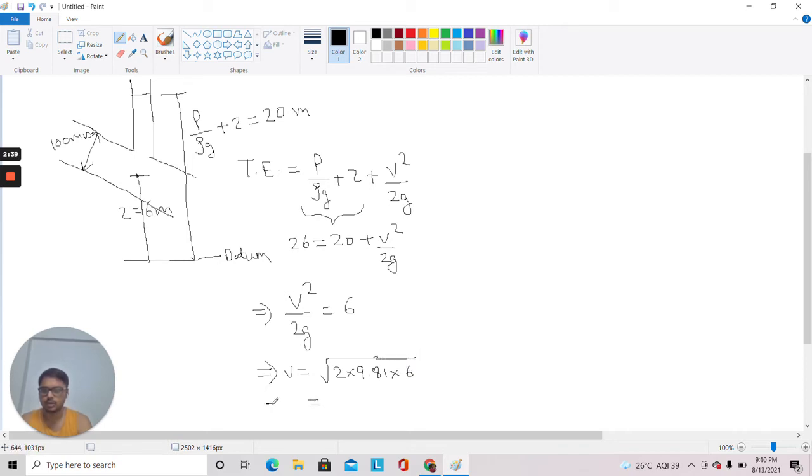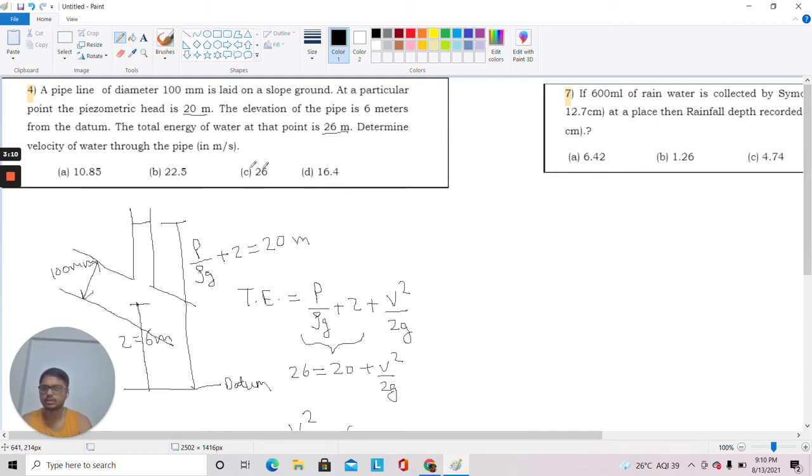So V comes out to be root over of 2 into 9.81 into 6. That is 10.849, which is approximately 10.85 meters per second. Okay, so let's check the answer. That is option A is the correct answer.